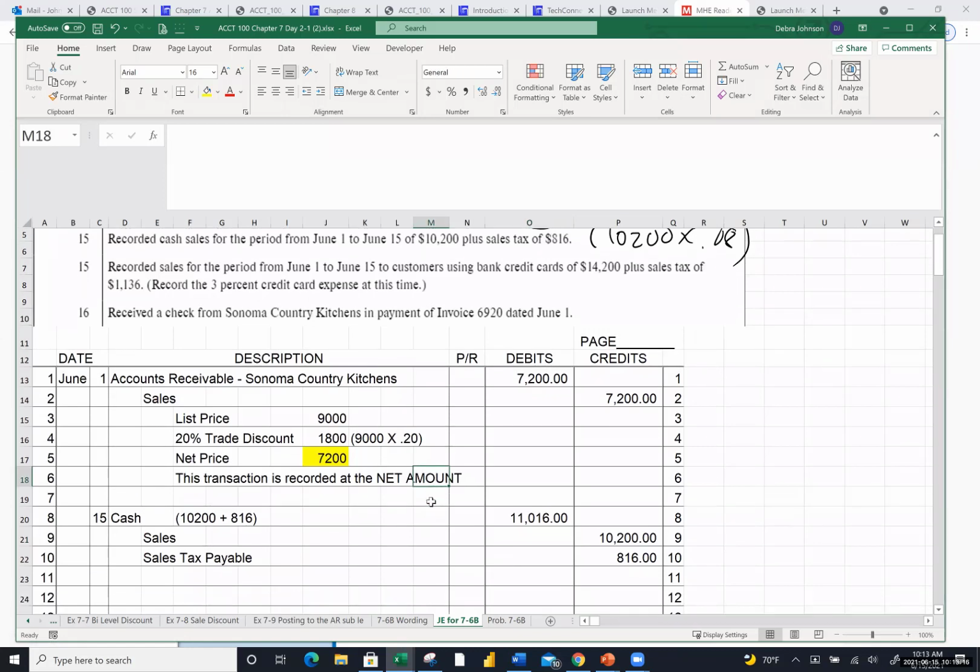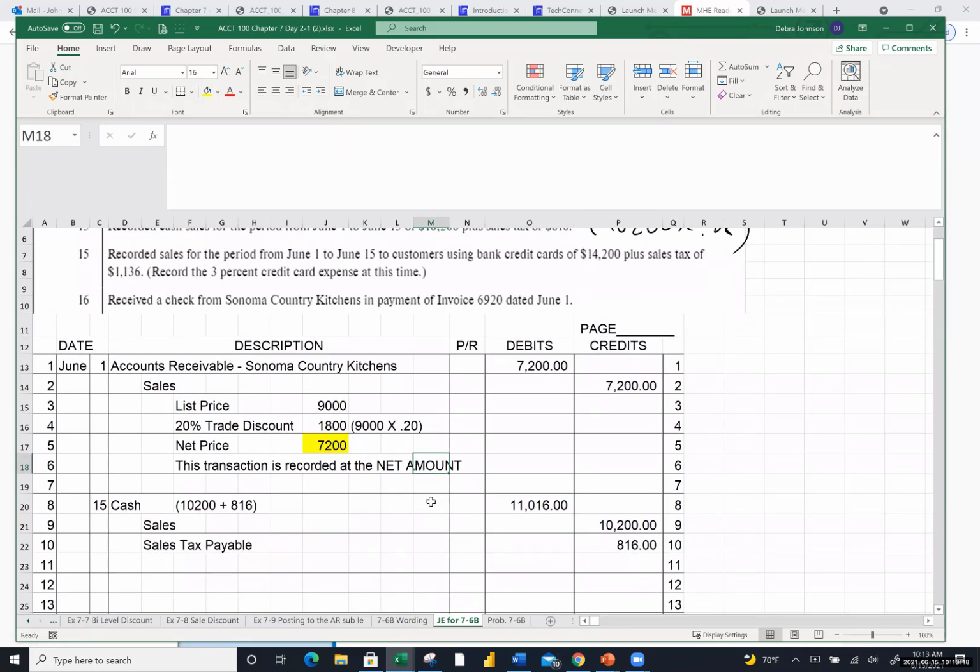Okay, next one, unless you have questions. Let me put a description. Cash sales for the first half of the month.